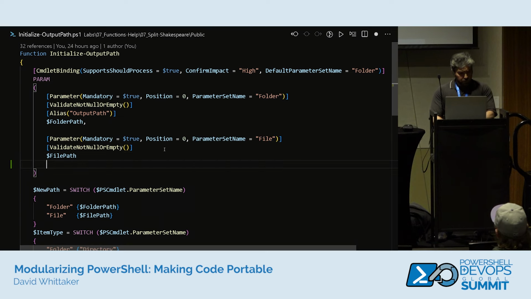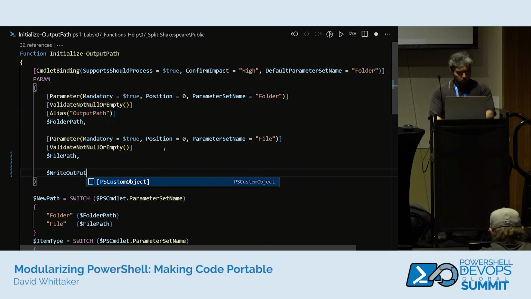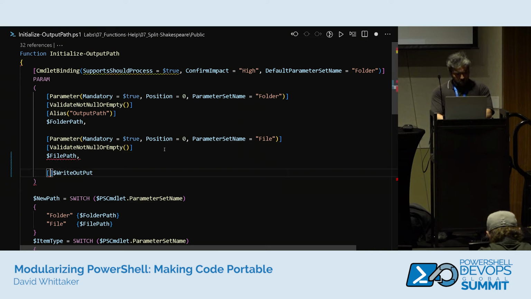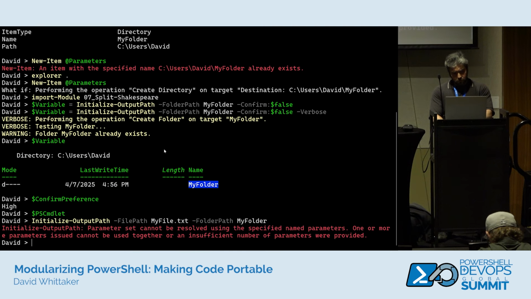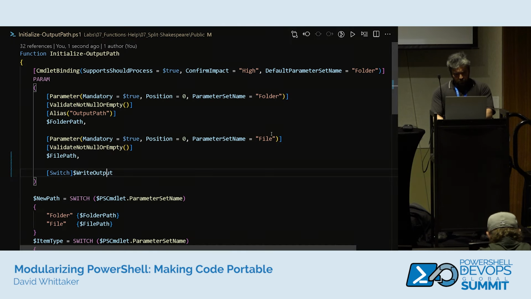So just for grins, let's create another, and we'll call it write output. And we'll make it a switch. So now we've saved, and we'll have to import again with the force flag because we've already imported. Let's make it do something.